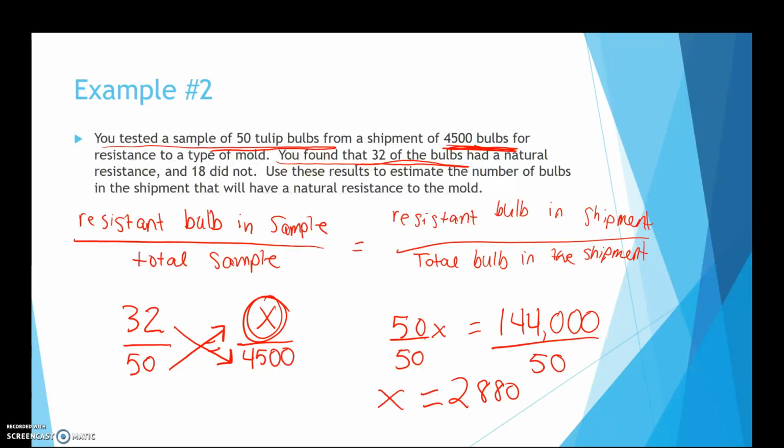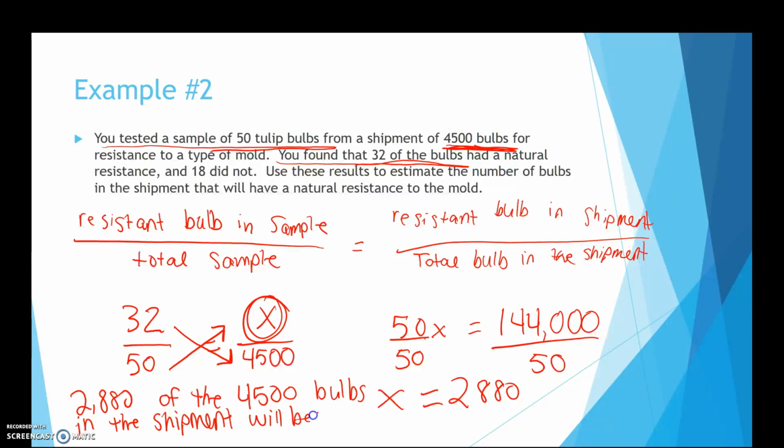So that would be my total number. So my final answer is 2,880 of the 4,500 bulbs in the shipment will be resistant to the mold. And that'll be my answer.